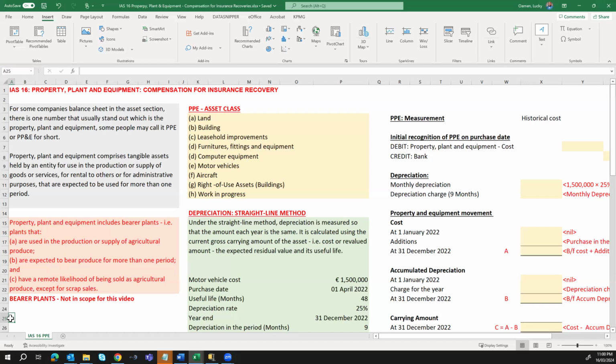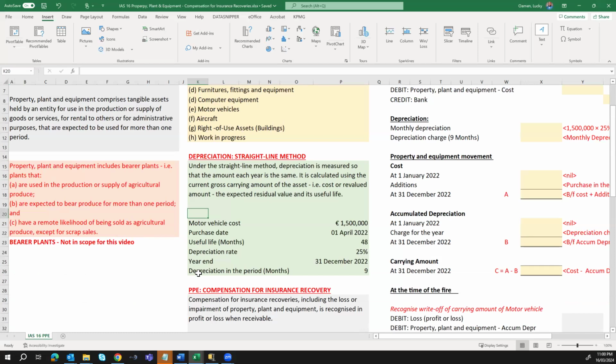So we're covering the basics around property, plant and equipment and how your company can claim compensation when a loss event has happened. We have this asset which your company has bought, a motor vehicle, and we want to calculate depreciation on it using the straight line method. Under the straight line method, depreciation is measured so that the amount each year is the same. That is, it is calculated using the current gross amount of the asset, that is the cost or revalued amount, the expected residual value, and its useful life.